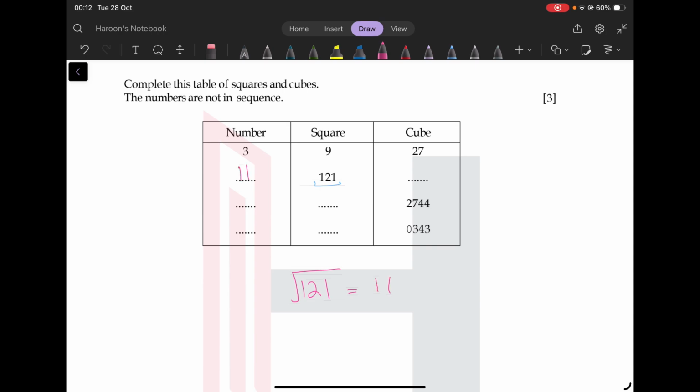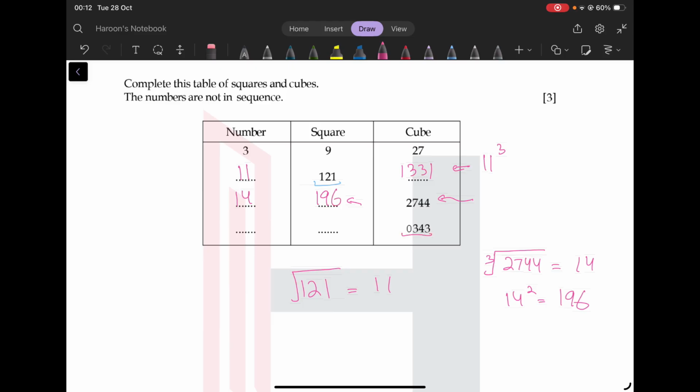Now the cube number of 11. To find this, I just need to take 11 times 11 times 11, basically 11 cubed. So this would become 1331. Next, we have a cube number over here. So if I take cube root of a cube number 2744, this will give me the regular number. So a cube root of 2744 would actually end up giving me 14. So this is the regular number 14. Now to find this, I just need to take its square. 14 squared would be 196. So I'll write 196 over here.